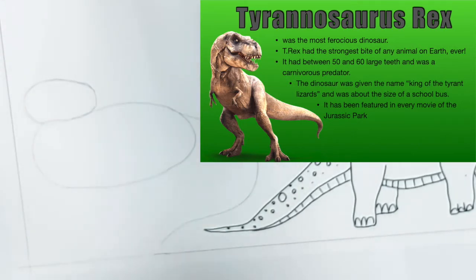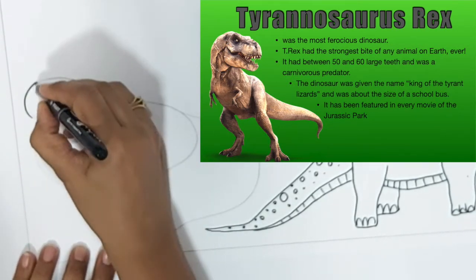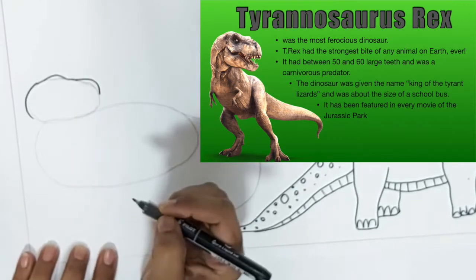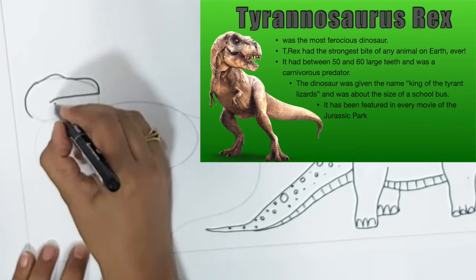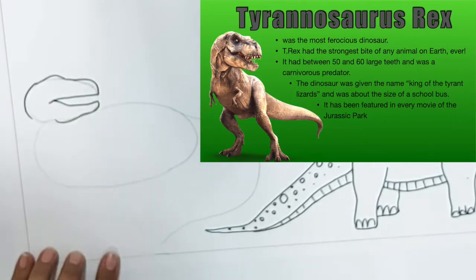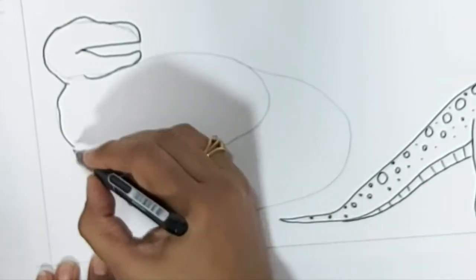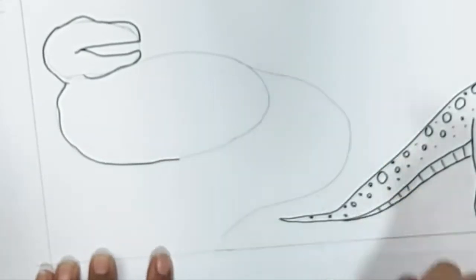It had between 50 and 60 large teeth and was a carnivorous predator. The dinosaur was given the name King of the Tyrant Lizards and was about the size of a school bus. It has been featured in every movie of Jurassic Park. So you see, I'm drawing it as shown in the picture.